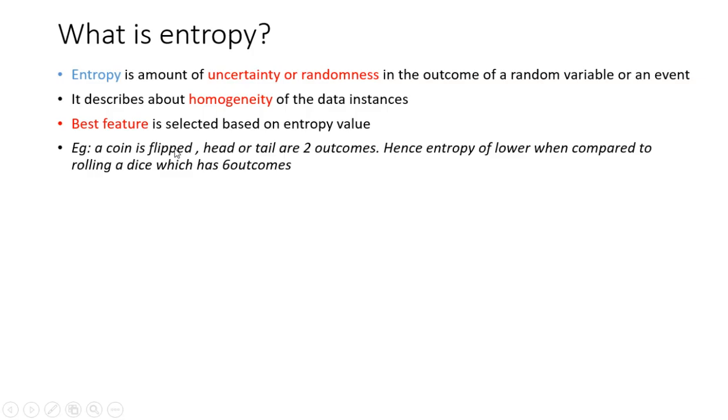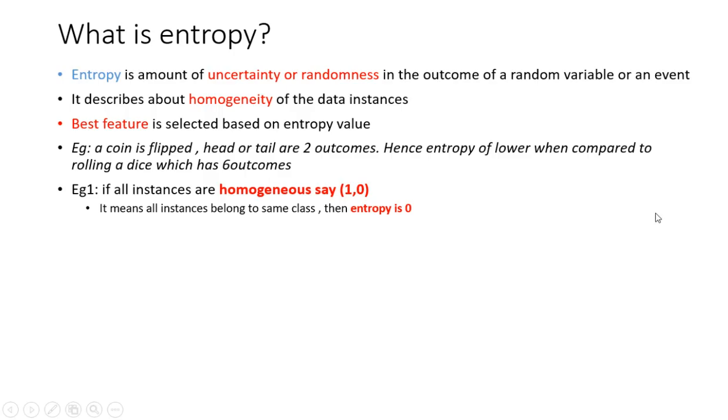Let's say I flip a coin. Head or tail are the two outcomes. Entropy is lower when you compare it with the rolling of a dice. If you compare the flipping of a coin with the rolling of a dice, then entropy is lower in the case of a coin, because the number of outcomes for a coin is 2 and the number of outcomes for a dice is 6.